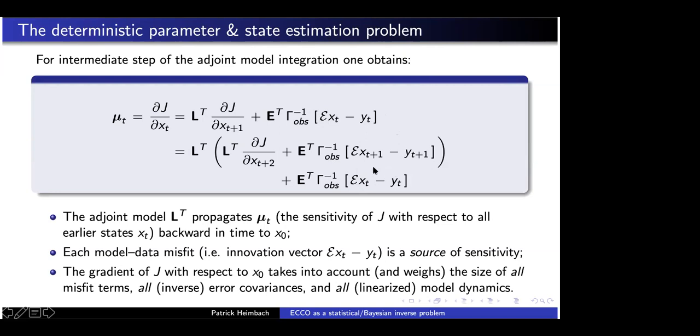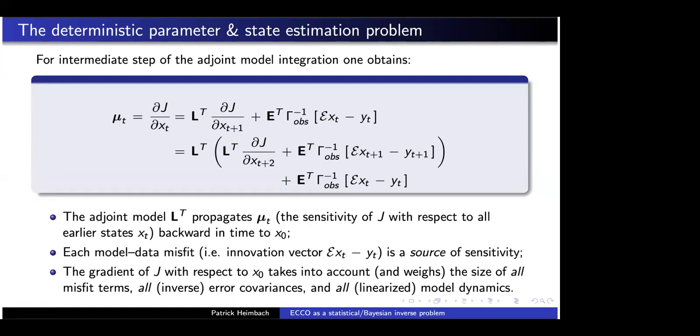For example, you have a misfit at time t+1 that is propagated to form mu at time t, but that is superimposed on all of the misfits at time t+1 that have been propagated by one step with the adjoint model. The same applies to everything at t+2. And so you see how you're accumulating all of the sensitivity back in time via the adjoint operator.